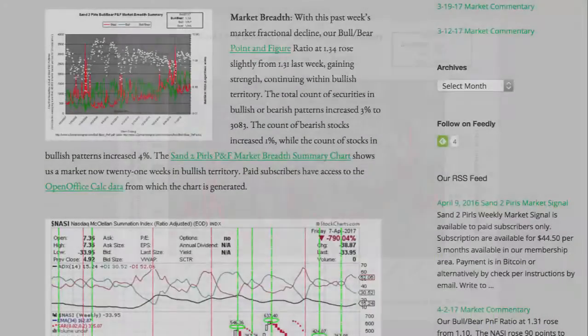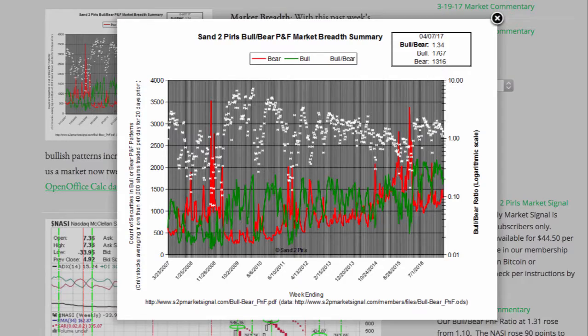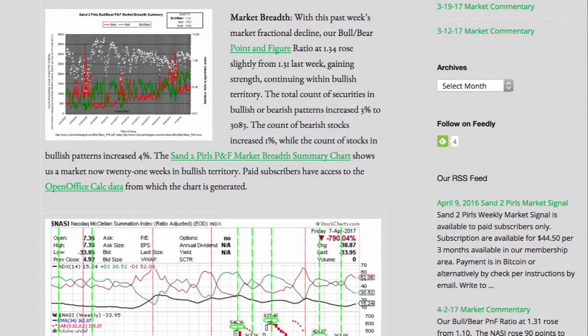2017. Market breadth. With this past week's market fractional decline, our bull-bear point and figure ratio at 1.34 rose slightly from 1.31 last week, gaining strength, continuing within bullish territory. The total count of securities in bullish or bearish patterns increased 3% to 3,083. The count of bearish stocks increased 1%, while the count of stocks in bullish patterns increased 4%. The Pirls P&F Market Breadth Summary Chart shows us a market now 21 weeks in bullish territory.